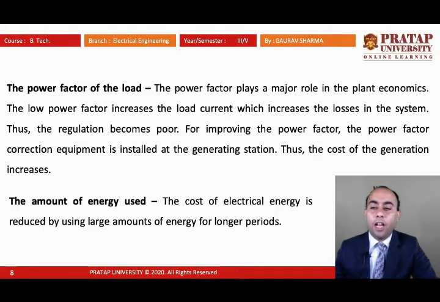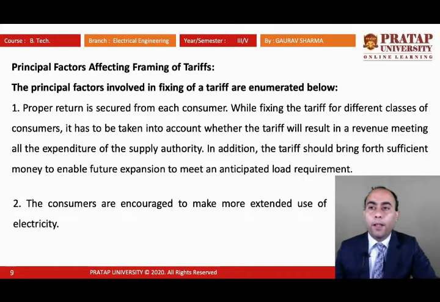By this, their tariff will be changed for the better, as they consume electricity as per their power factor correction method. So next is the amount of energy used, the energy consumed, how much energy they consume. The tariff will be affected by that also. The cost of electrical energy is reduced by using a large amount of energy for a longer period. So if the consumer is very large and uses a very large amount of electricity, the tariff will be changed and affected by that consumption also.